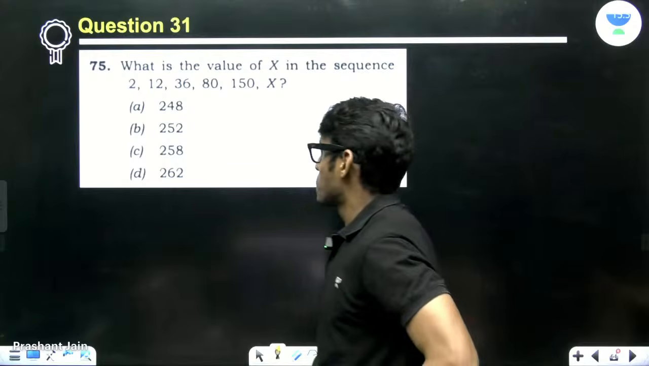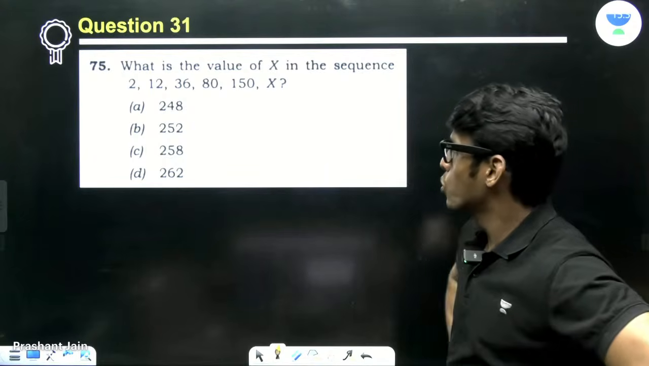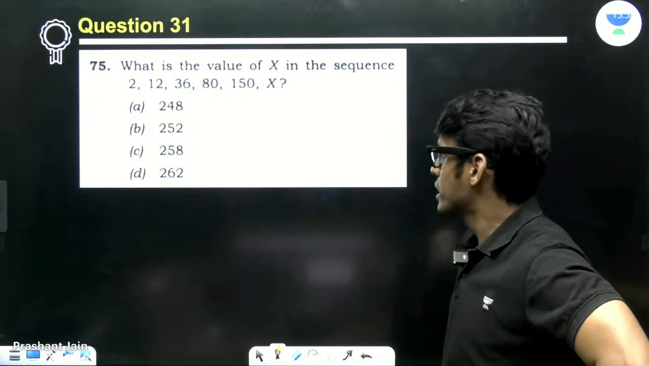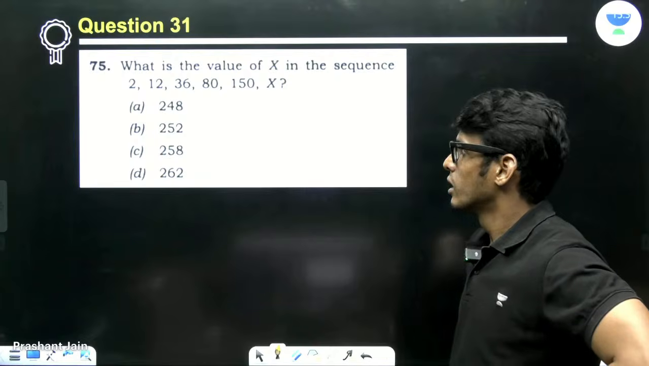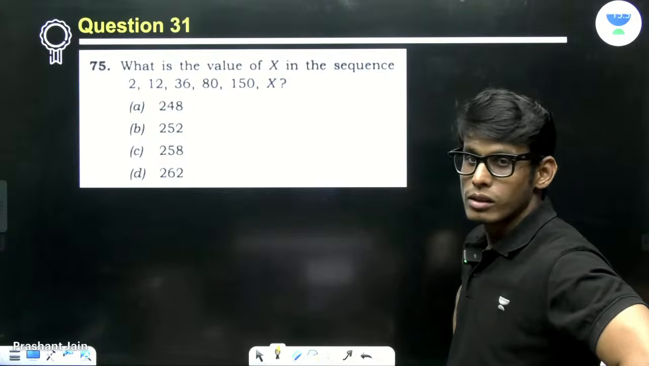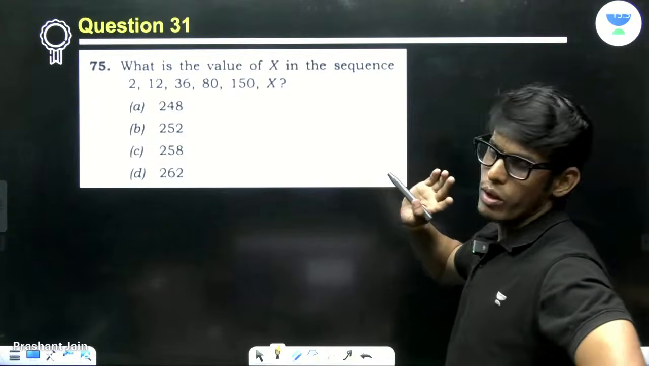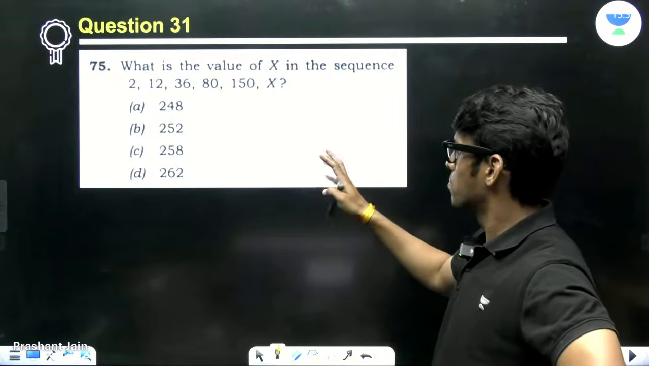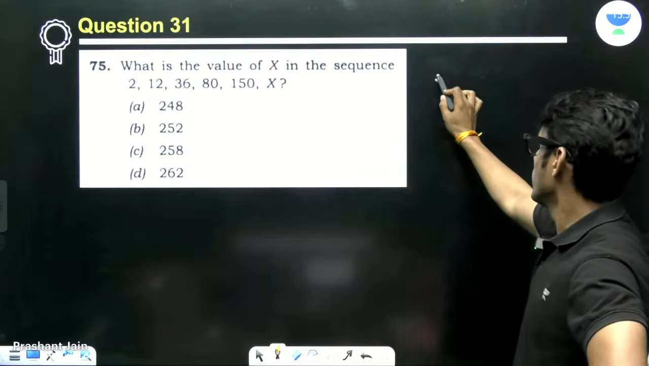Then this problem. Now, what is the value of x in the sequence 2, 12, 36, 80, 150, x? Majority of the times, the algorithm will be very difficult to crack. So, just see here.